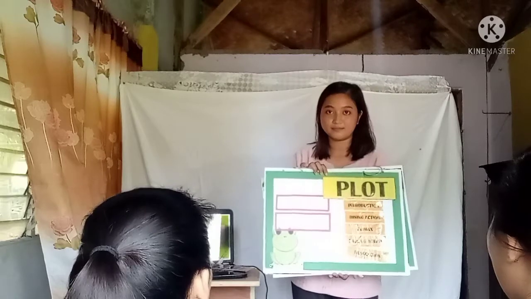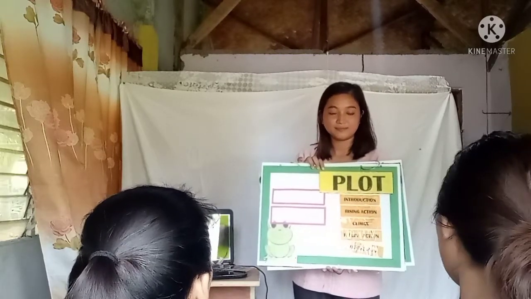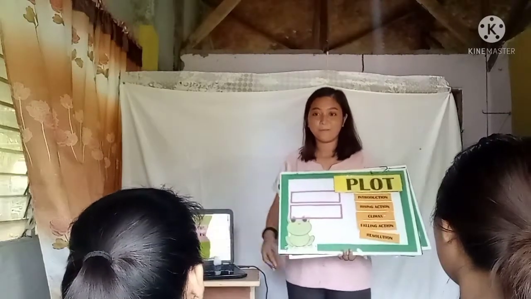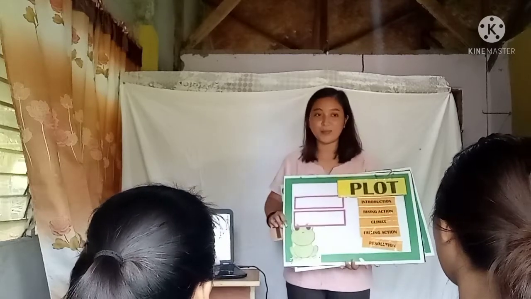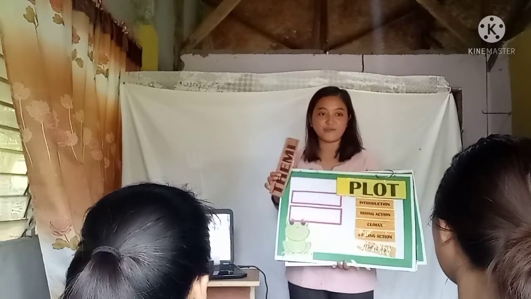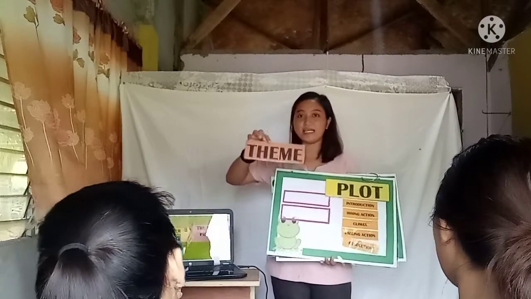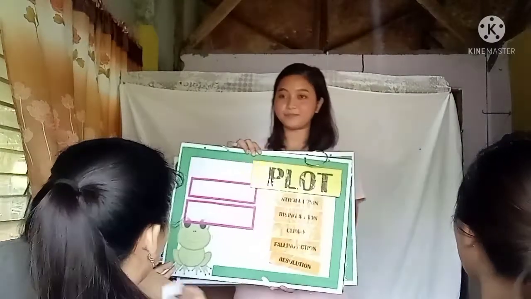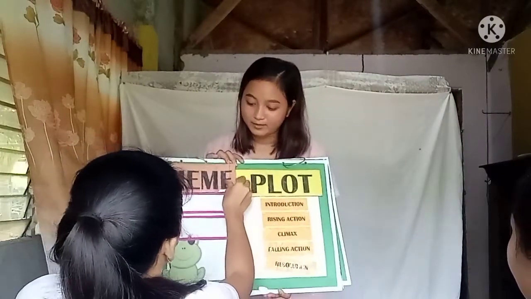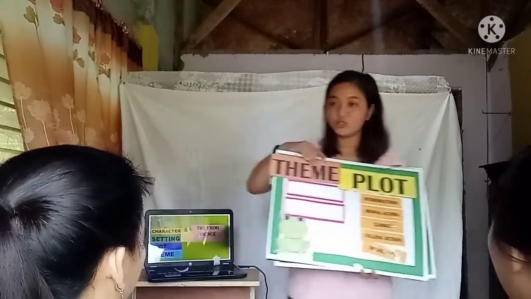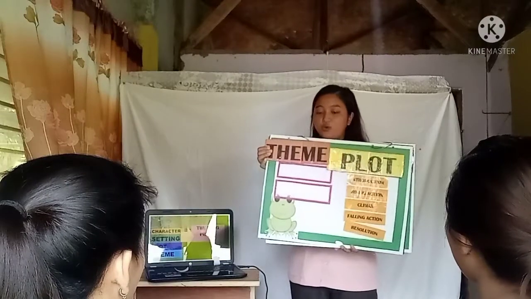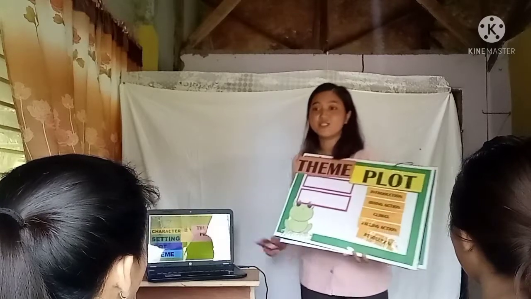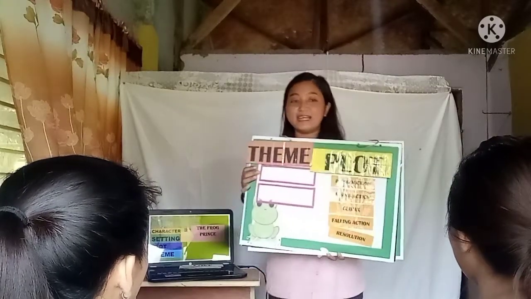Okay, so again, the plot, can you read? Introduction, rising action, climax, falling action, and resolution. Okay, is that all clear? Do you have questions? None, ma'am. Naintindihan niyo ba yung plot or sequence ng pagkakasunod-sunod ng kwentong The Frog Prince? Yes, ma'am. Okay, for the last element, we have theme. Again, what is theme? The message of the story. Okay. So we have here two themes. Can you give me your idea? What is the message of the story? What is the lesson of the story?